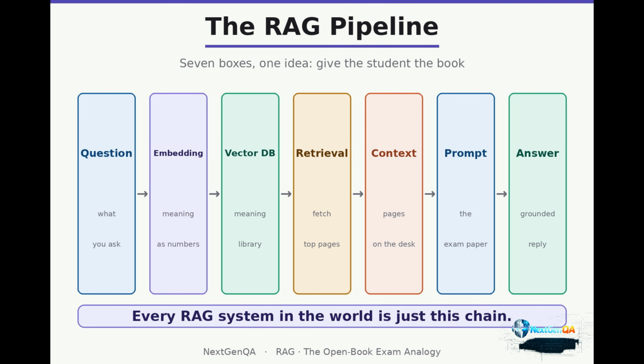Okay. Question to embedding, embedding to vector DB, vector DB to retrieval, retrieval to context, context to prompt, and then LLM, and then you get the answer. That is the entire pipeline. Every fancy RAG system in the world is just this chain. For the rest of the video, we will zoom into each box one at a time, always coming back to Ravi and his open book exam. Let us start with the scariest sounding one, embeddings.